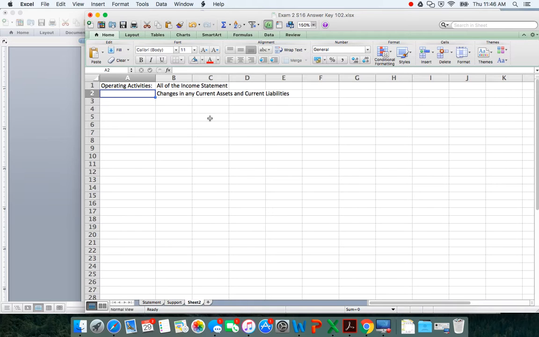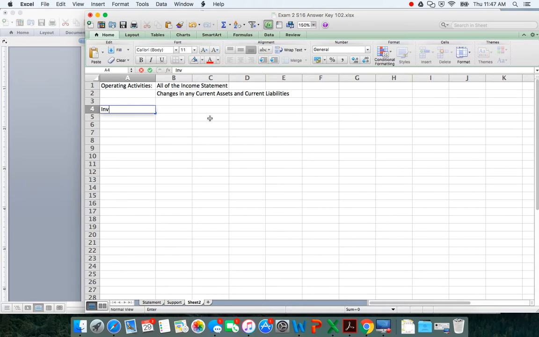So back to my example, when we initially recorded sales, we debited accounts receivable, which is a current asset, and we credited sales. When we initially purchased inventory, which eventually makes it to cost of goods sold on the income statement, we debited inventory and we credited accounts payable. All of those income statement items have to pass through current assets or current liabilities on the balance sheet. That's why we need both the income statement as well as changes in current assets and current liabilities from the balance sheet.